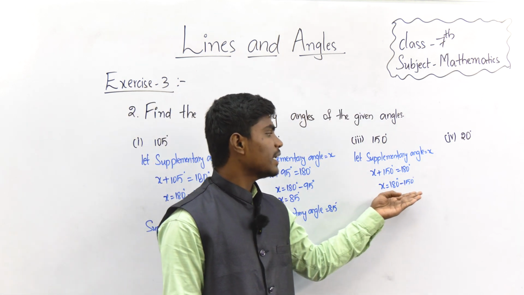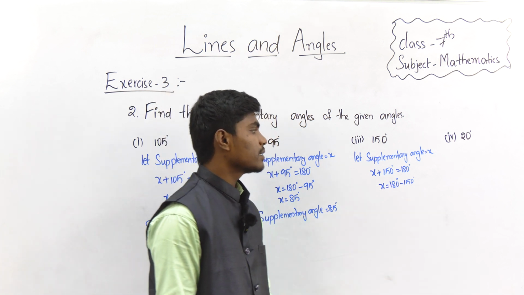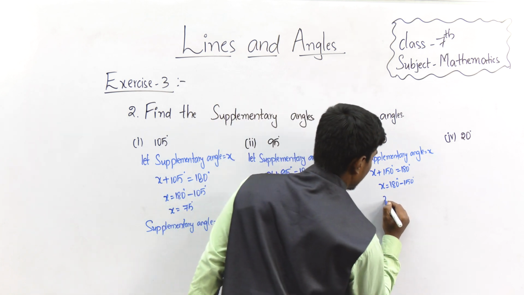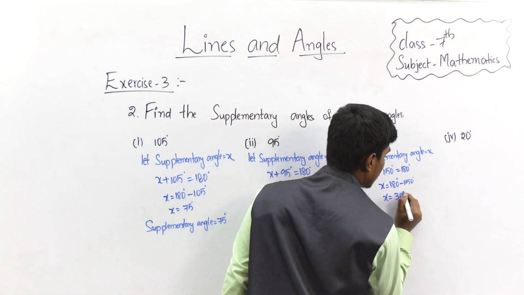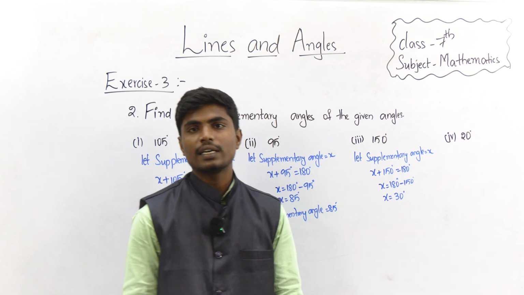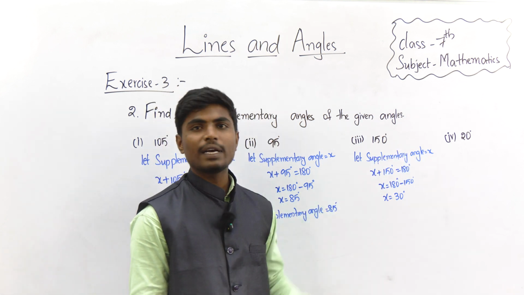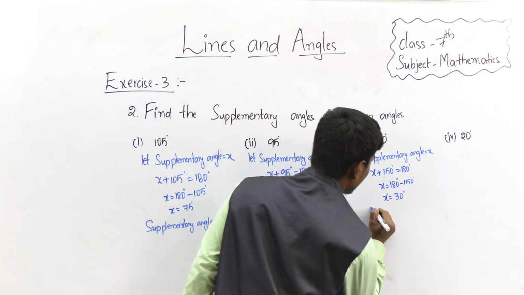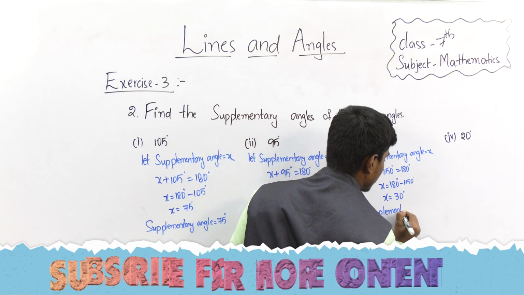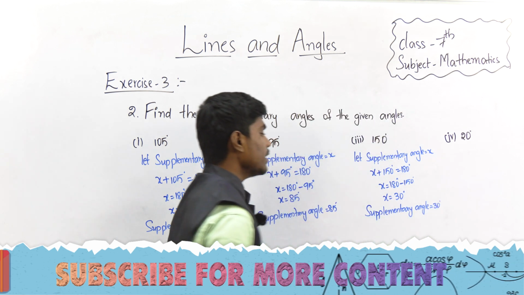180 minus 150 is equal to 30. So x is equal to 30 degrees. Here the value of x is 30 degrees. What is x? X is the supplementary angle. So the supplementary angle is equal to 30 degrees.